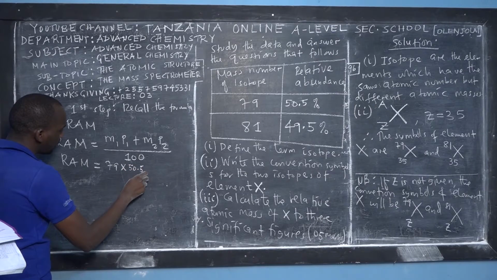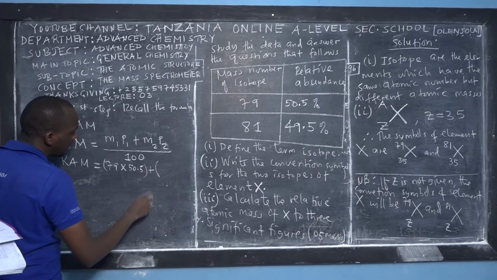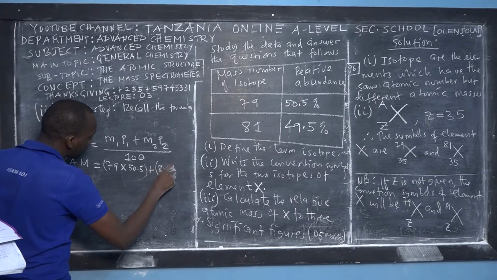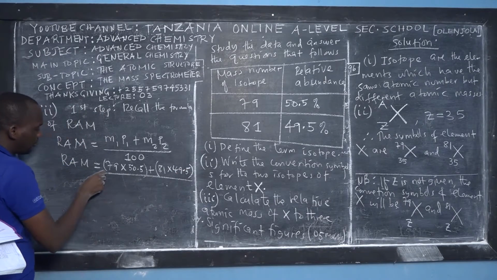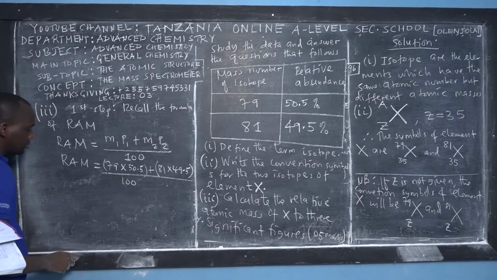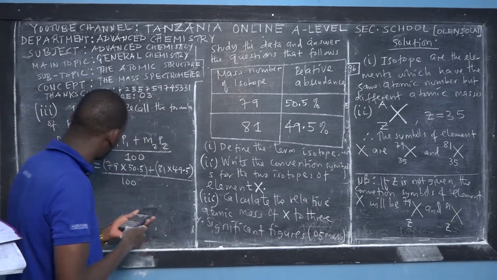50, 20, 50, and then plus 81 times 49.5 divided by 100. So take your scientific calculator and then do your computation.